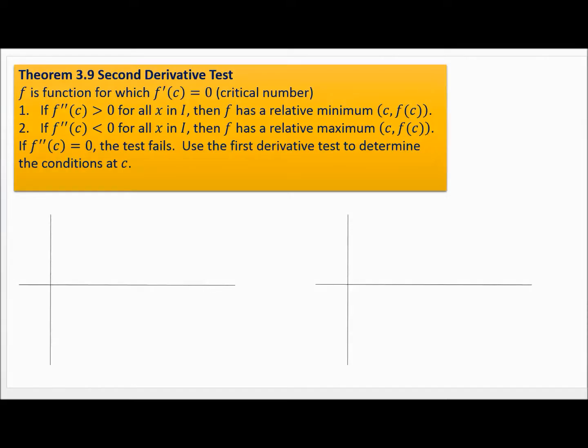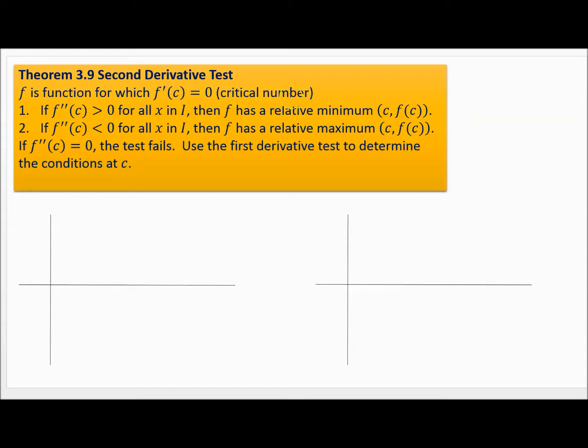Okay, so we've got another theorem, Theorem 3.9. It's called the second derivative test. And I'm going to go ahead and tell you the second derivative test is optional. I don't mean it's optional as far as the test goes. I mean it's optional as far as math information. You could live without the second derivative test, and after I read it, I think you'll understand why, but I'll also point it out. It says f is a function for which f prime of c is equal to 0.